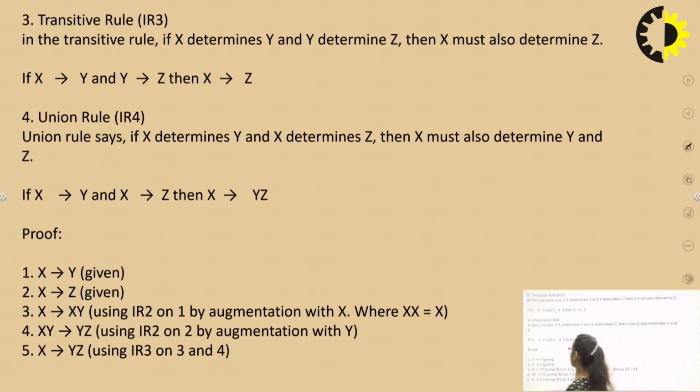The proof is we have x determines y and x determines z, then x determines xy using R2. Basically, the augmentation rule. With the help of the augmentation rule, we augment x, and then we augment y in the second with the help of the augmentation rule, and with the third, x determines yz. This is called the union rule.